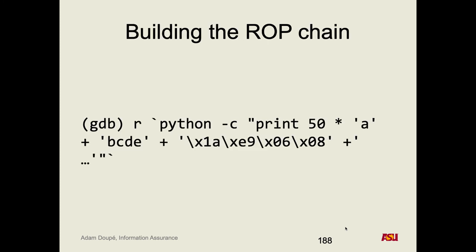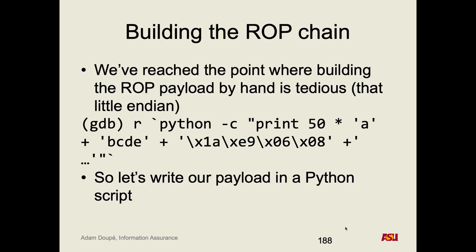We can keep doing this, but writing it like this gets kind of insane. So there are tools and better ways. We can actually write this as a Python script. This is without using anything fancy. All we're using is the struct module to tell Python that we want certain things in little or big endian.